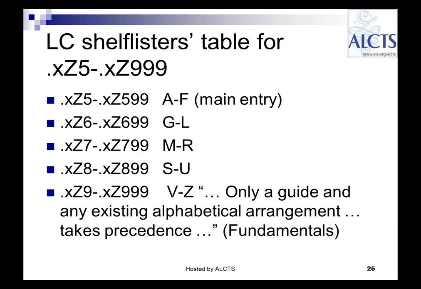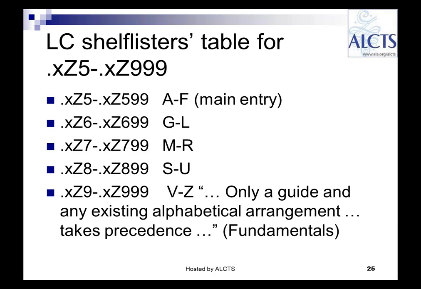So it's a range of numbers. Think of them as decimal numbers. The smallest one is Z5, the largest is Z999. Library of Congress happens to have this little cheat sheet. It's a shelf lister's table, and it divides up that range of numbers to show where you might place a particular work with the main entry of A to F, etc.